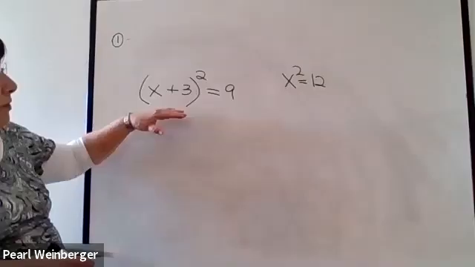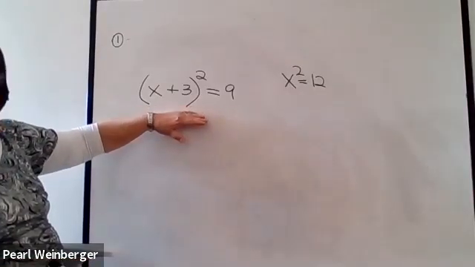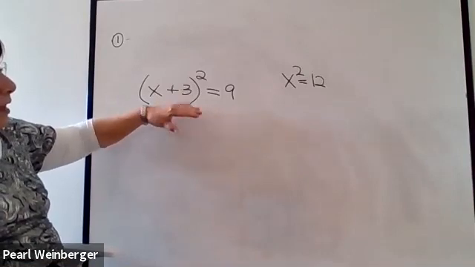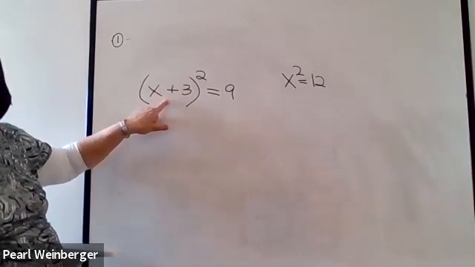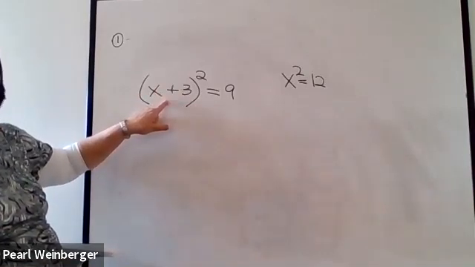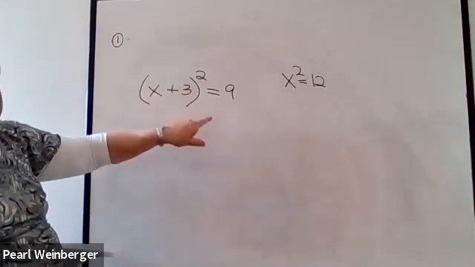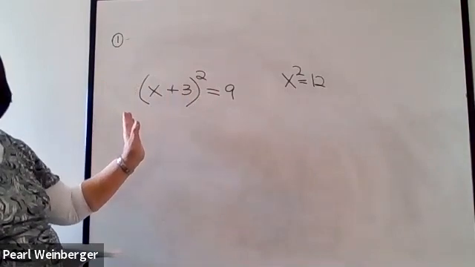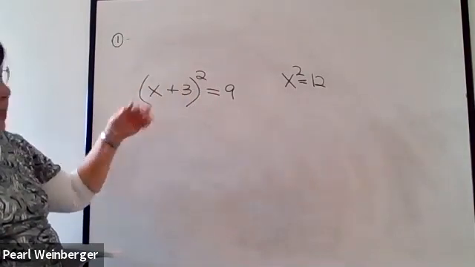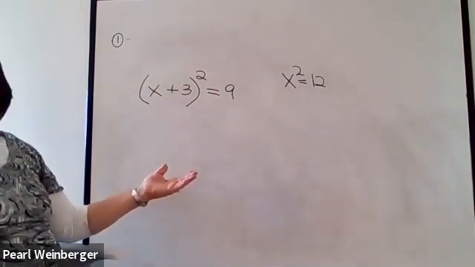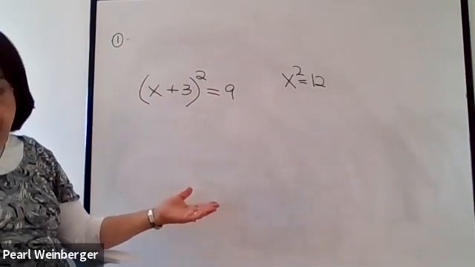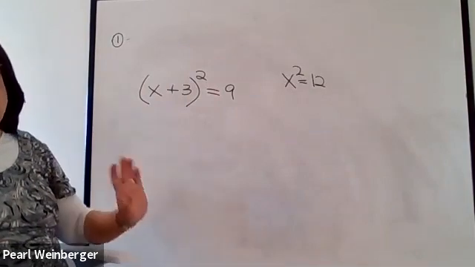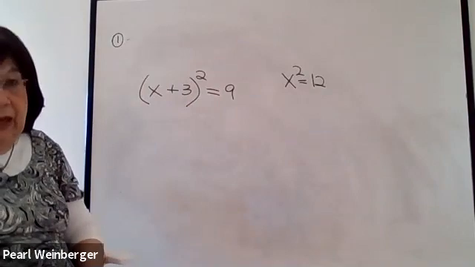Now, one way of solving this is to actually do FOIL on the x plus 3, multiply x plus 3 times x plus 3, bring the 9 to the other side, and then solve that quadratic equation. I'm going to show you a quicker way of doing this.